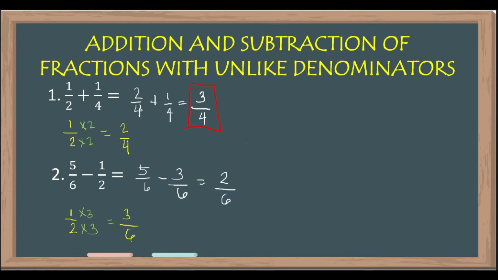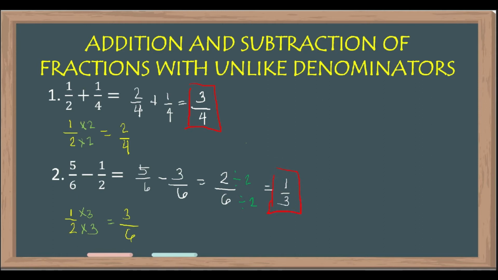And the lowest term of 2 over 6, what is the greatest number na pwedeng i-divide sa 2 and 6? That is 2. Kaya 2 divided by 2, then 6 divided by 2. Okay? So, the lowest term of 2 over 6 is 1 over 3. Kasi 2 divided by 2 is 1. 6 divided by 2 is 3. That's it. This is now our answer.